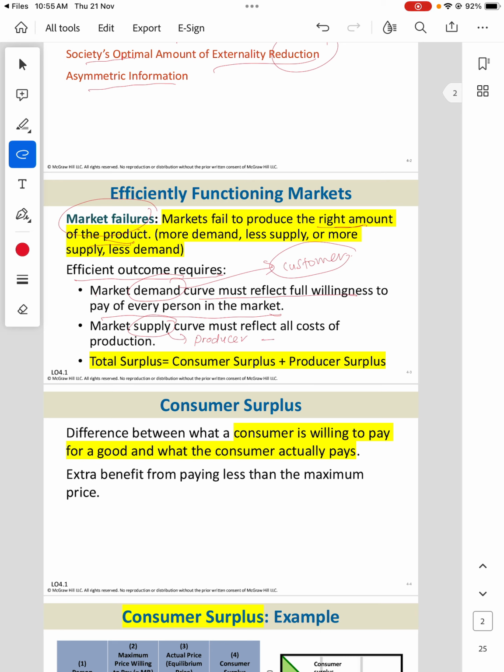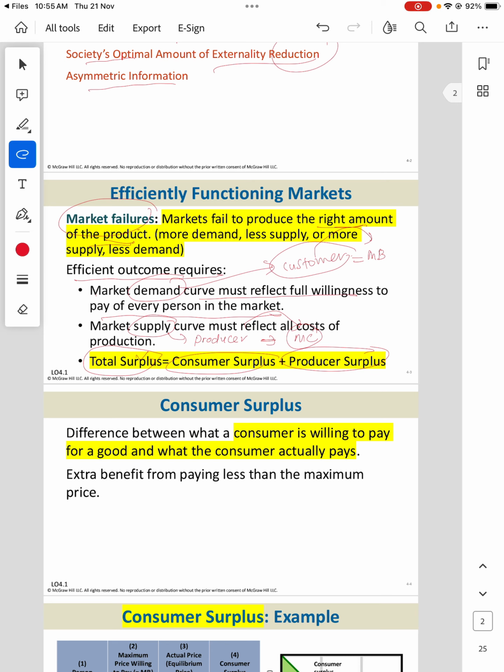When we mention producer, remember marginal cost. When we mention customer, remember marginal benefits. Customers always relate to benefit, producers always relate to the cost. And total surplus is consumer surplus plus producer surplus.